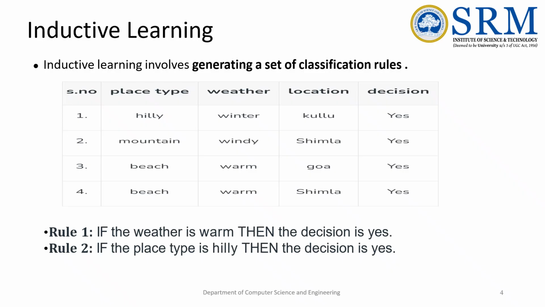So applications of inductive learning include email spam detection, weather forecasting, stock market prediction, and autonomous vehicles. So these are some applications.